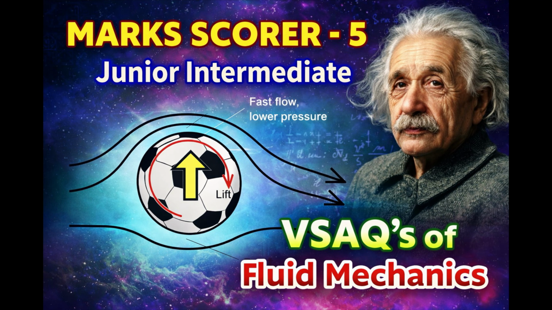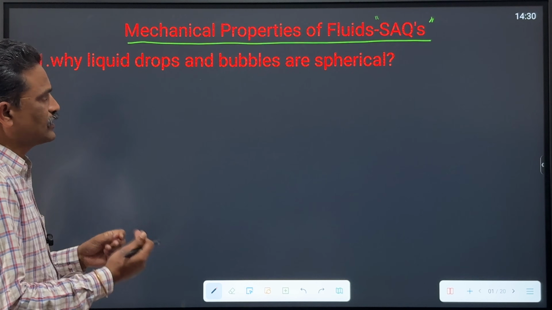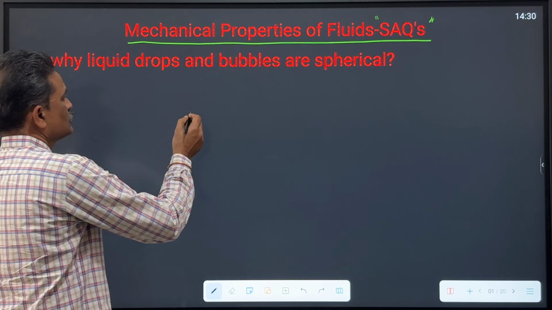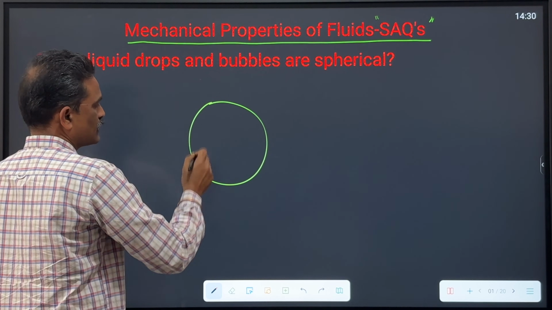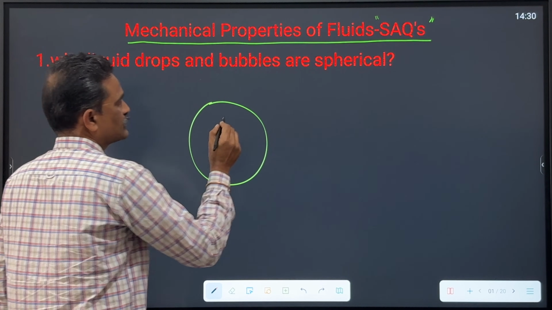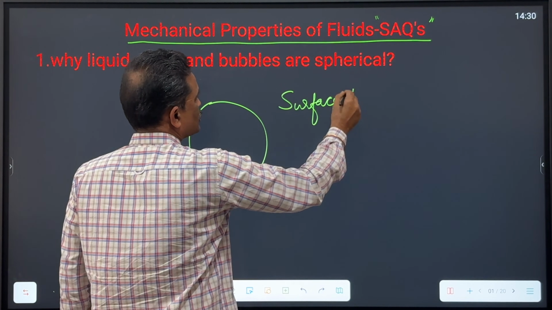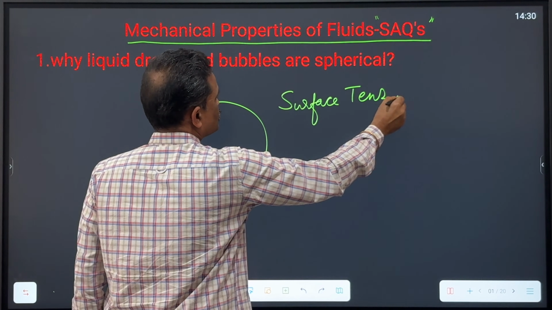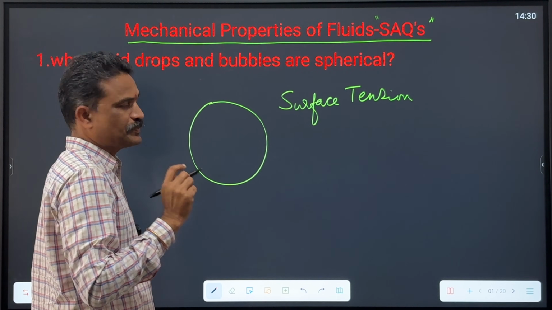Dear students, let us discuss some important, very short answer questions of mechanical properties of fluids. The question is, why liquid drops and bubbles are spherical in nature? Both liquid drops and bubbles are spherical in shape because of surface tension. If you write this, that is enough. Due to surface tension, liquid drops get a spherical shape.